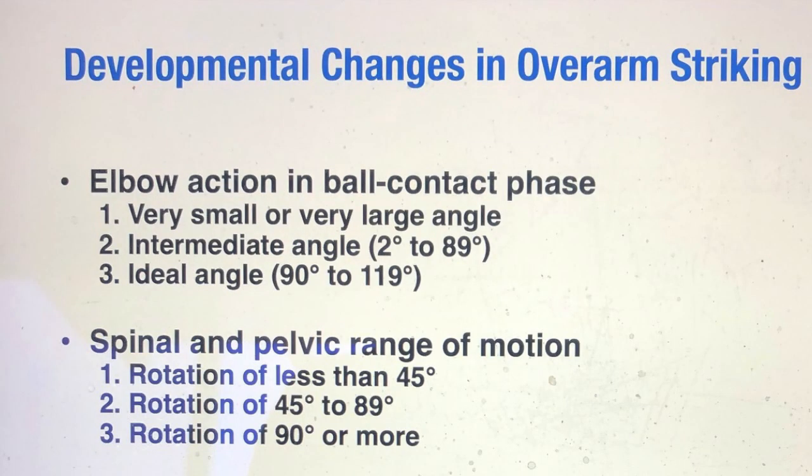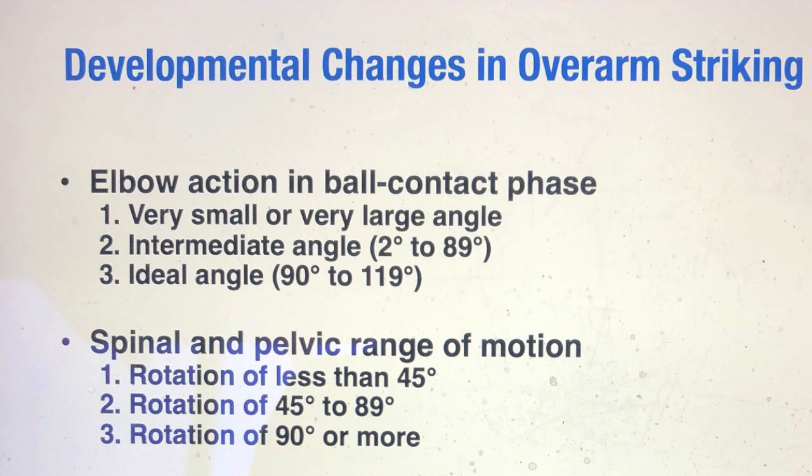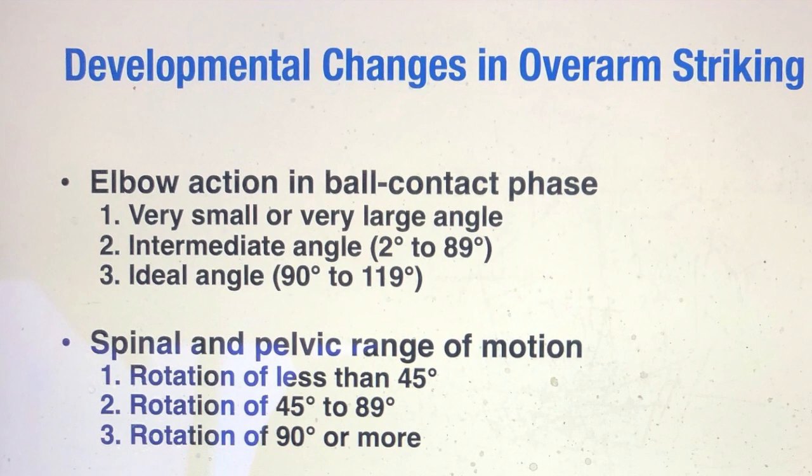Elbow action. Step 1, angle is 20 degrees or less, or greater than 120 degrees. Step 2, angle is 21 to 89 degrees, and Step 3, the angle is 90 to 119 degrees. Spinal range of motion. Step 1, the spine rotates through less than 45 degrees. Step 2, the spine rotates between 45 and 89 degrees. And Step 3, the spine rotates more than 90 degrees.